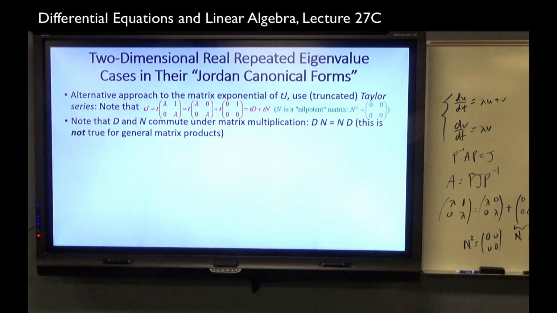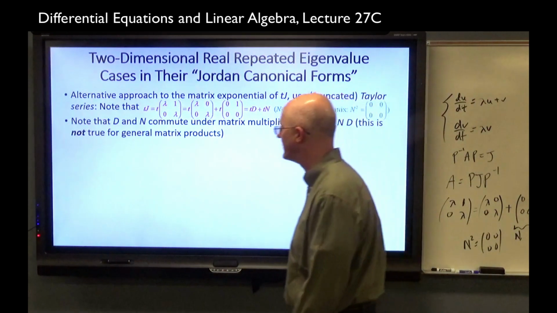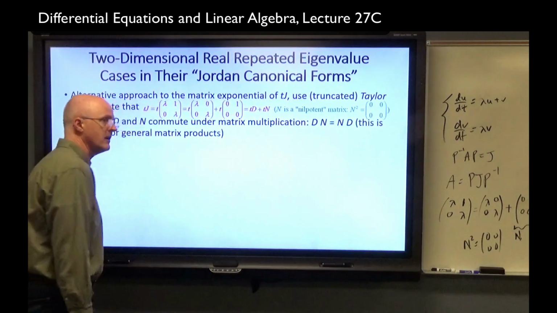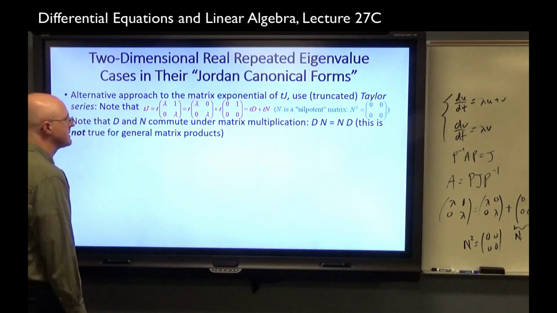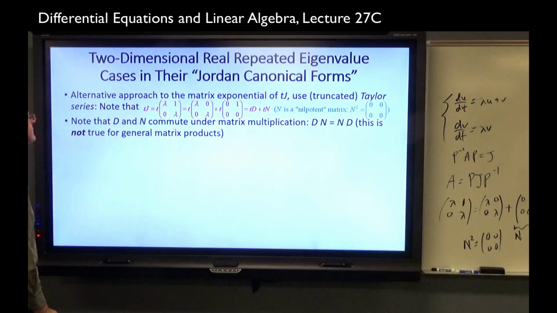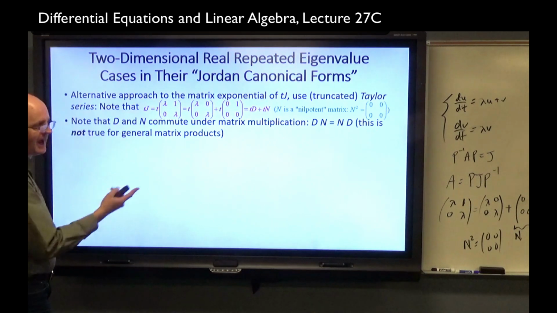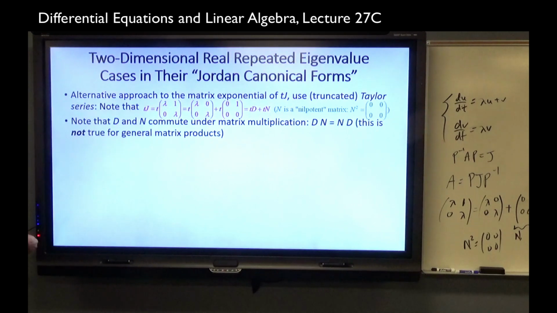Interesting. You can square a non-zero matrix and get the 0 matrix. That doesn't happen with ordinary real numbers or complex numbers. You can't square a non-zero real or complex number and get 0. But it can happen with matrices. It's called nilpotent when that happens. D and N commute. D times N equals N times D. That's worth checking. Actually, D commutes with anything, since it's a multiple of the identity matrix. Matrix multiplication in general is not commutative, is what I'm saying in the parentheses here.